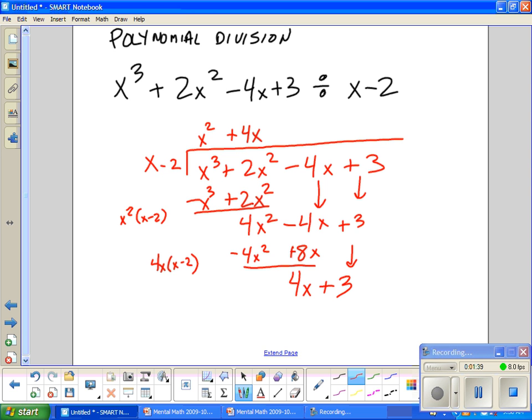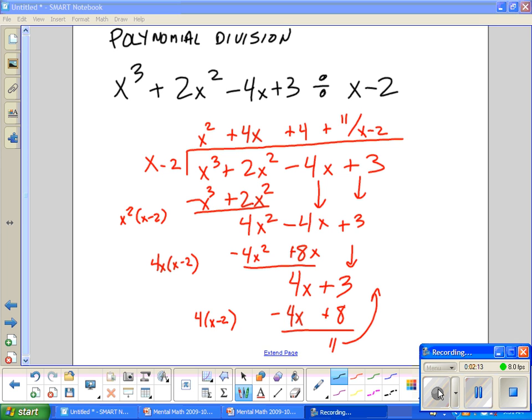Keep bringing stuff down. Rinse and repeat. What times x gives you 4x? Oh, you guys agree, plus 4? And I get 4x minus 8. I have to subtract, change all the signs. I have to distribute. I get 0 here. I get 11. Now, I have a constant term of 11. That becomes my remainder. So this goes back to the top. And it's plus 11 over x minus 2.